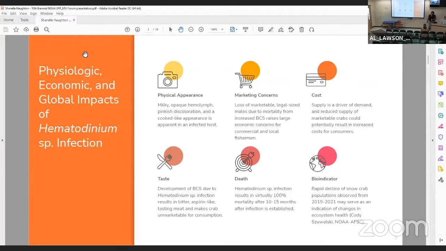Hematodinium has a very high mortality rate, which typically results in death 10 to 15 months post-initial infection. Unmarketable crab causes a loss for the market, which I will talk more about in a later slide. This loss of unmarketable crab drives up the cost per consumer, which is a concern for people who enjoy snow crabs. An increase in Hematodinium prevalence over time may be related to environmental changes and could indicate that something much bigger is happening in the Eastern Bering Sea that we cannot really tell yet.